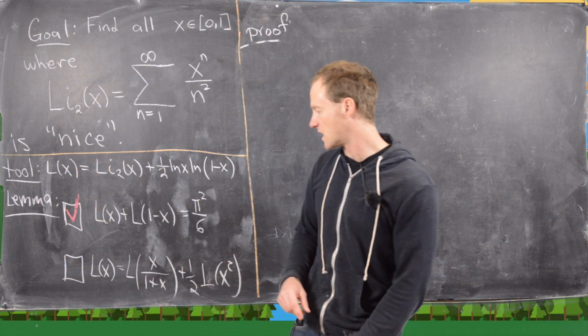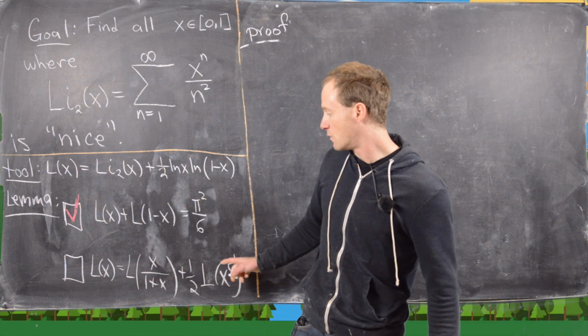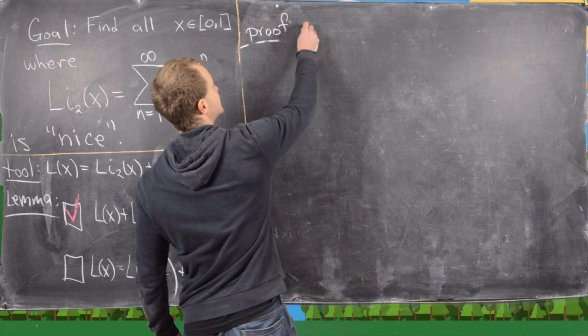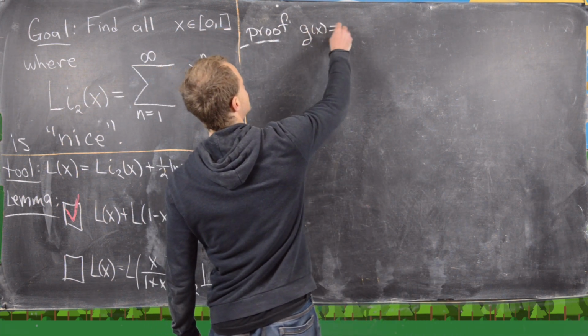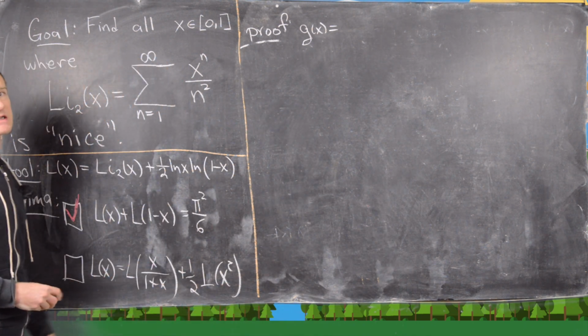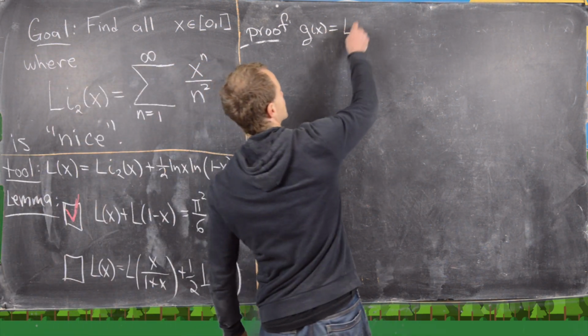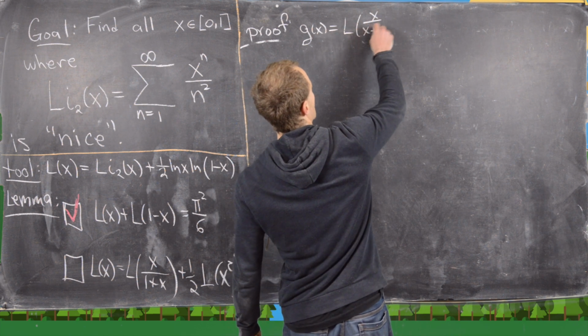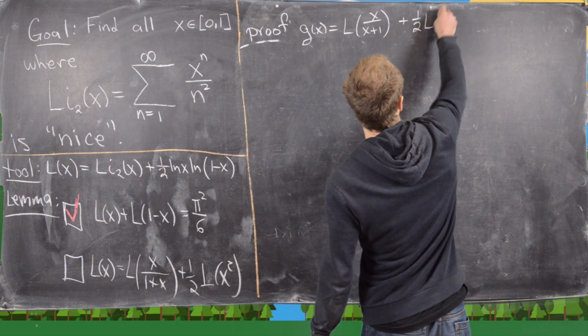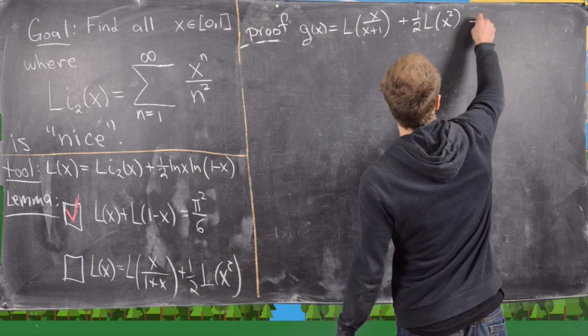Okay, so now we're moving on to this next part of the lemma where we want to prove this formula. And so we're going to approach it a similar way. So let's consider a function g of x, which is the right-hand side of this minus the left-hand side of it. In other words, it is L of x over x plus 1 plus 1/2 L of x squared minus L of x.